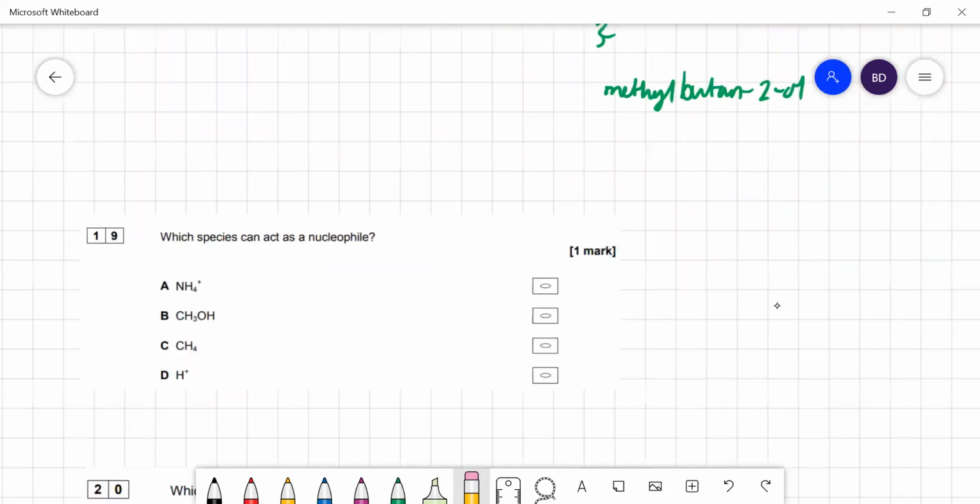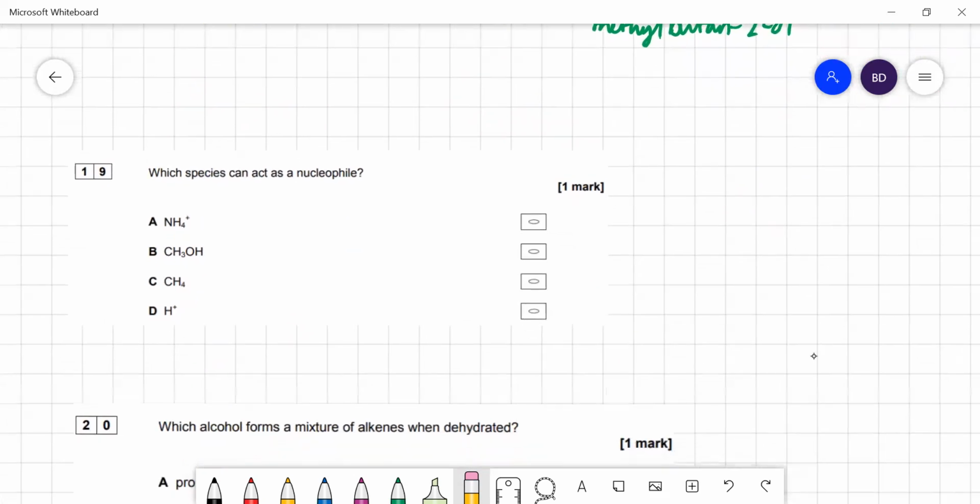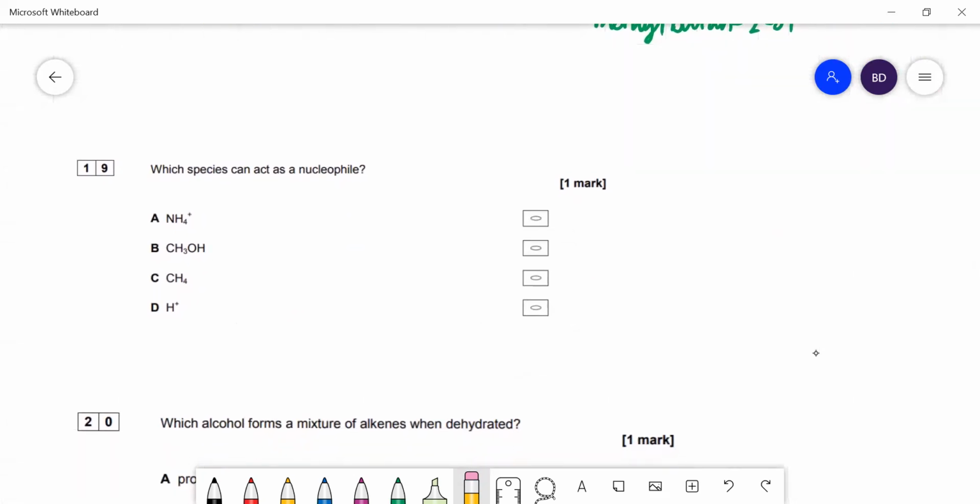Right. 19. Which species can act as a nucleophile? Now, to be a nucleophile, you need a lone pair of electrons on a preferably an electronegative atom. Okay. You need a lone pair of electrons, and hopefully it can be negatively charged. Doesn't have to be, though. Right, this one can't be. It's got 4 bonding pairs and no lone pairs.